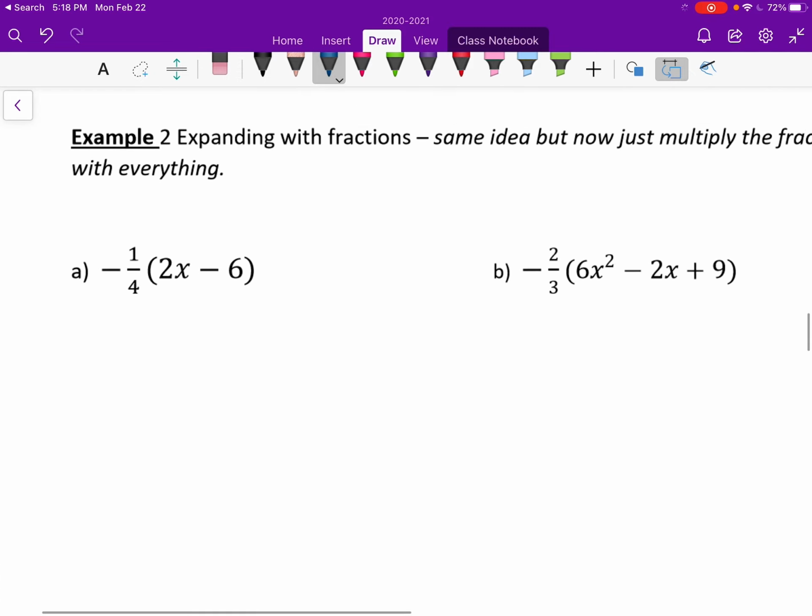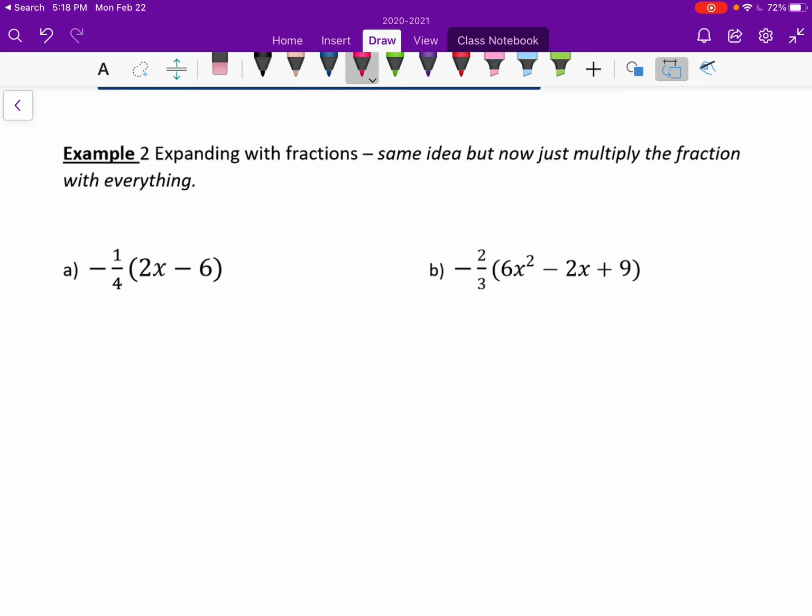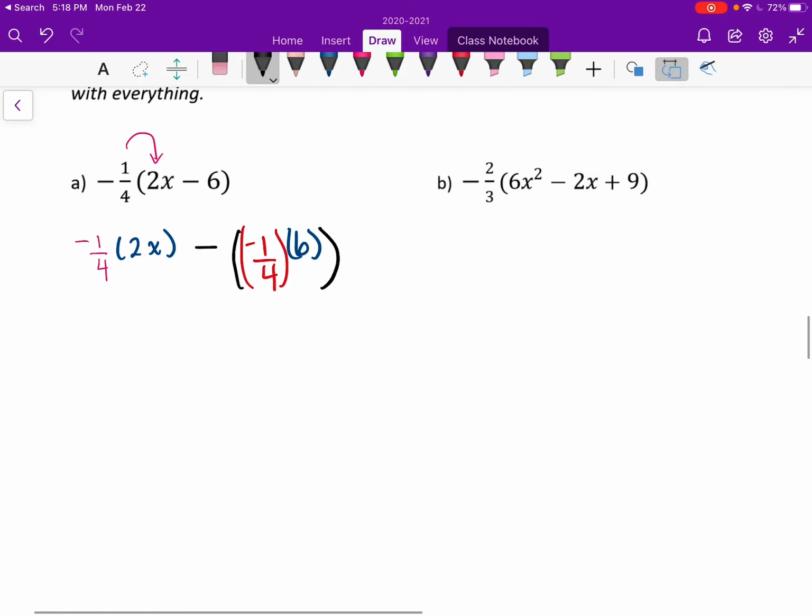So, same idea, but now we're just multiplying the fraction with everything. Okay, so let's do this. So the first one, we're going to put in negative 1 over 4 times 2x, right, minus negative 1 over 4 times 6. And honestly, this will become second nature to you, to the point where you'll just be multiplying it in your head. You won't even realize you're doing it.